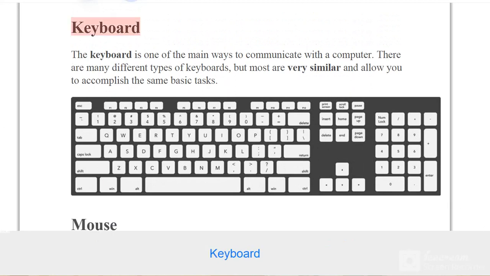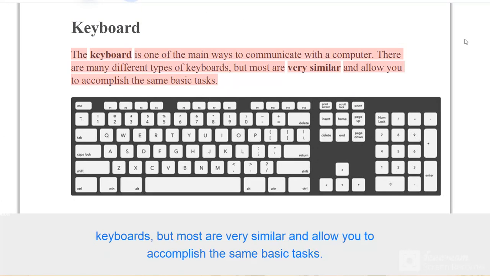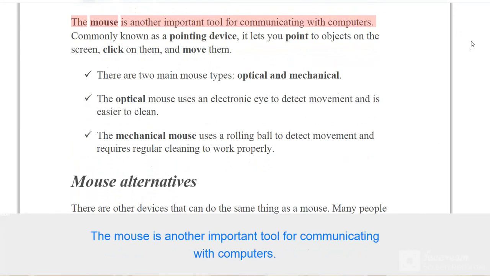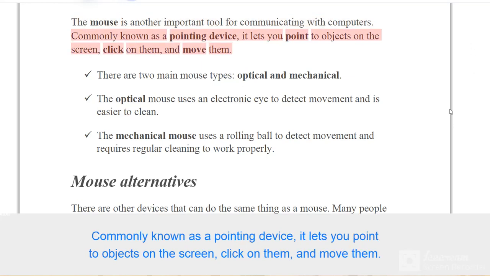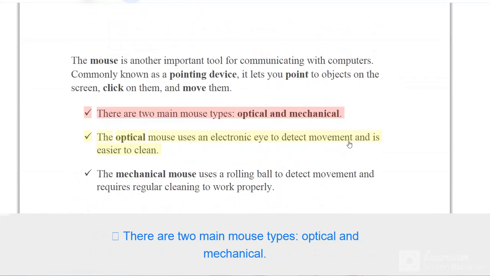Keyboard. The keyboard is one of the main ways to communicate with a computer. There are many different types of keyboards, but most are very similar and allow you to accomplish the same basic tasks. Mouse. The mouse is another important tool for communicating with computers. Commonly known as a pointing device, it lets you point to objects on the screen, click on them, and move them. There are two main mouse types, optical and mechanical.